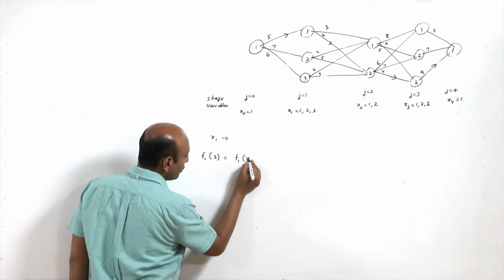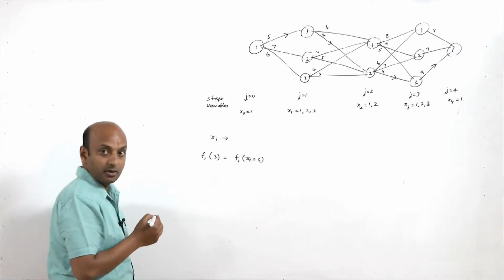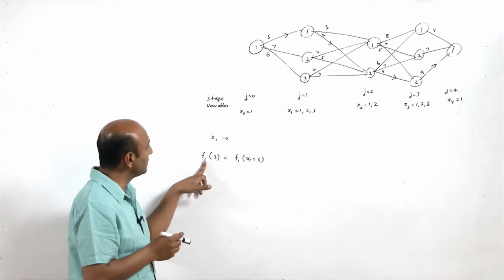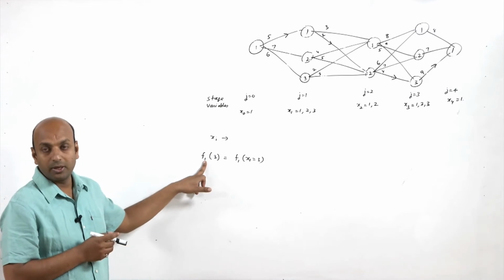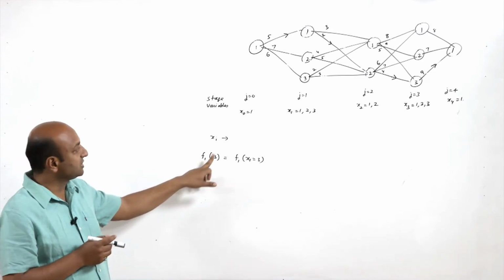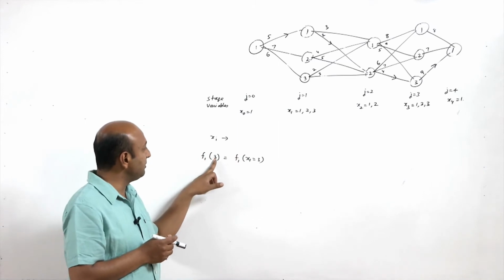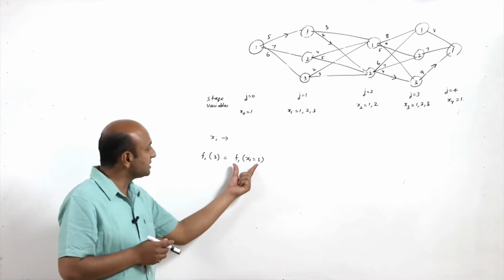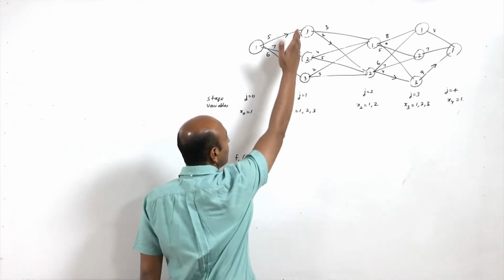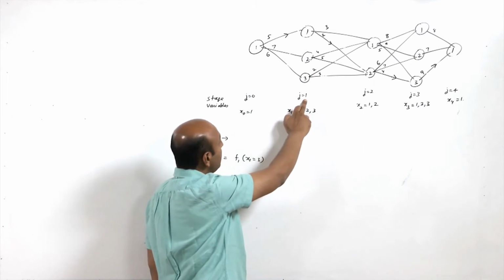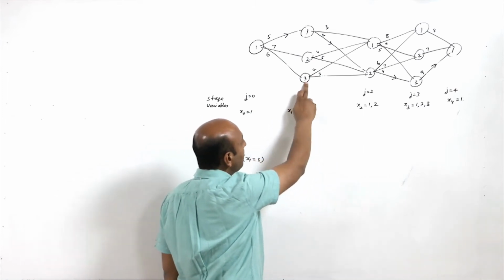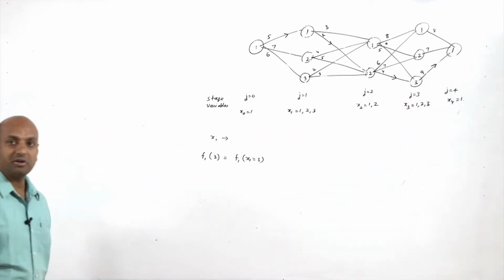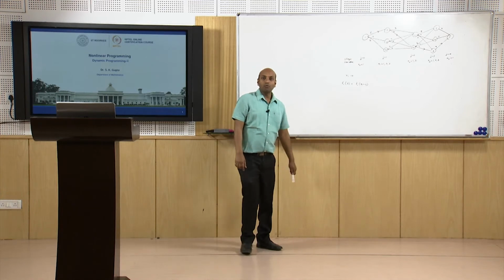f13 means f1 x1 equal to 3, because this one denotes the stage, j equal to 1 stage, and 3 means x1 is 3. So this means from stage 1 and state variable 3, the minimum path from this to this is f13.